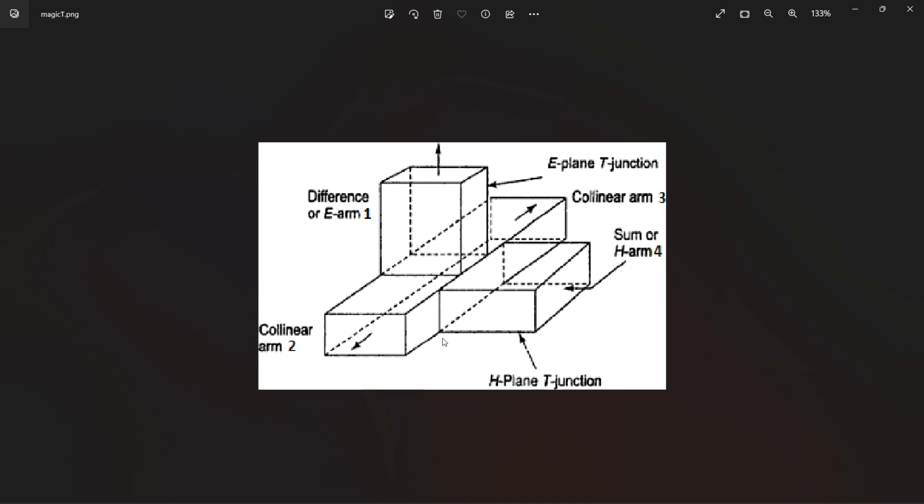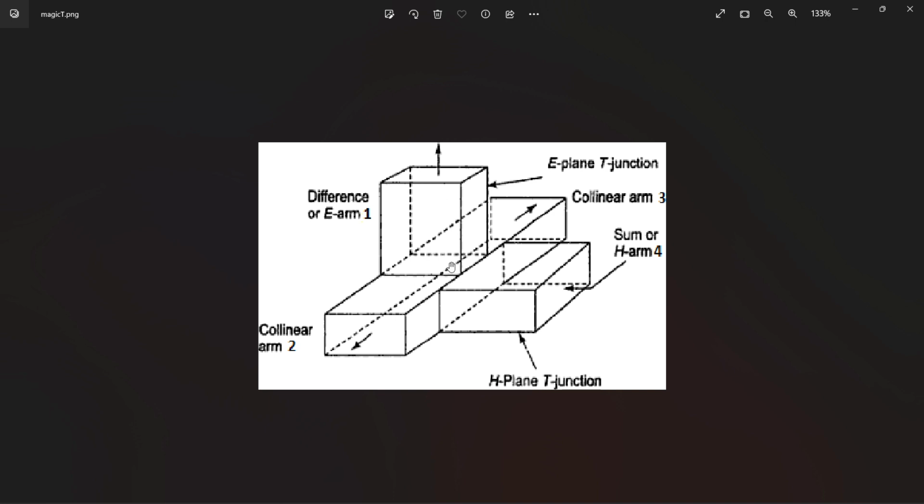This is the Magic T. The Magic T is a waveguide T which is a combination of an E-plane T and an H-plane T. In the previous video we have seen the E-plane T and H-plane T, which are 3-port waveguides. One has a series arm and another has a parallel arm, or otherwise we can call them sum arm or difference arm. The same concept has been used in the Magic T, as the Magic T is a combination of E-plane T and H-plane T.